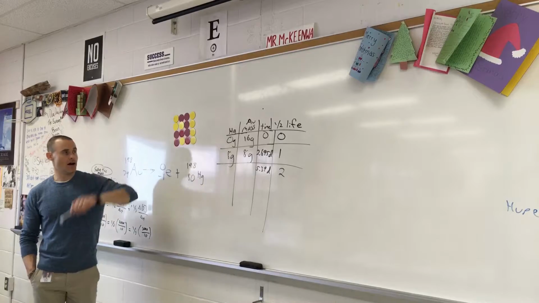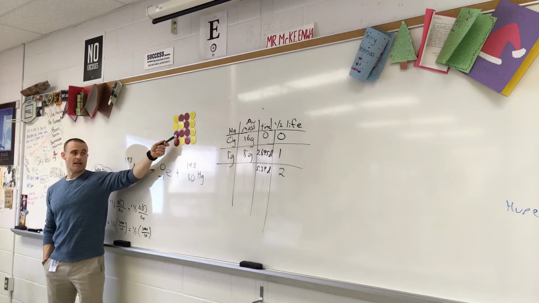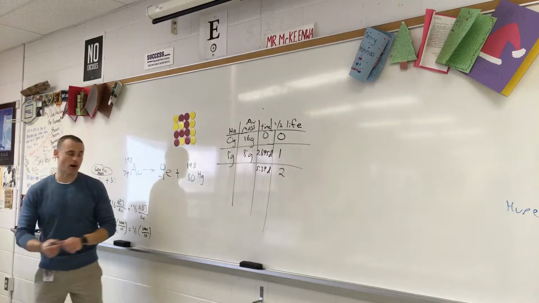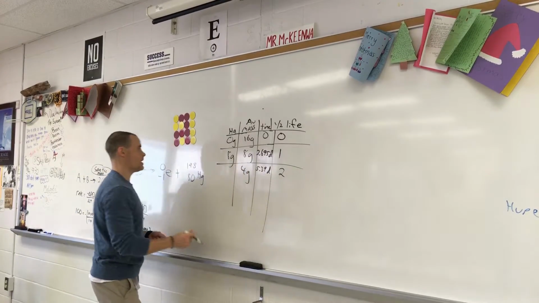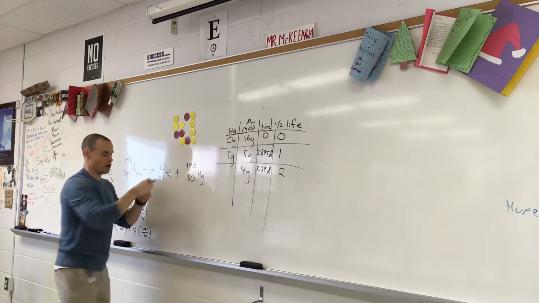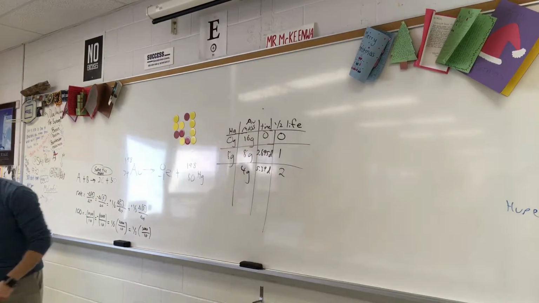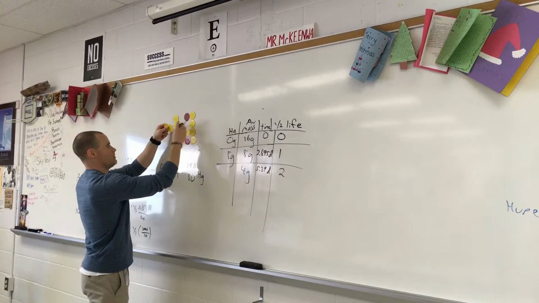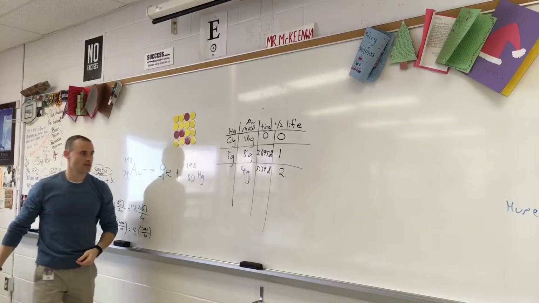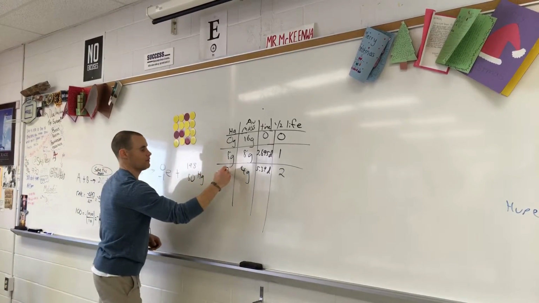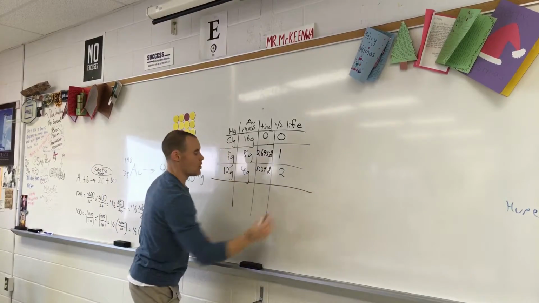Okay, so how many grams of this now decay? Or how many atoms decay now? 4. Because 4 is half of 8. So 1, 2, 3, and 4. So we take 4 away, and now those 4 have turned into mercury. 1, 2, 3, 4. How many grams of mercury do we have now? 12. Good. One more half-life.